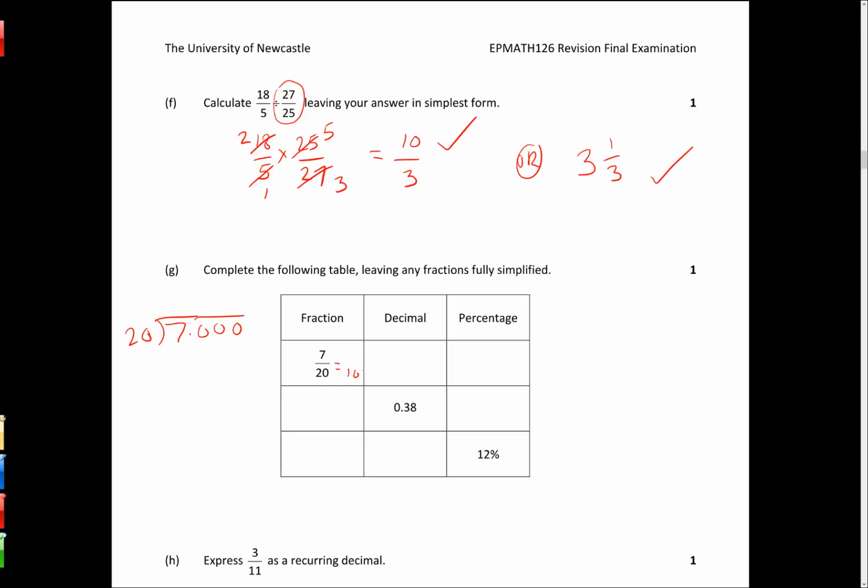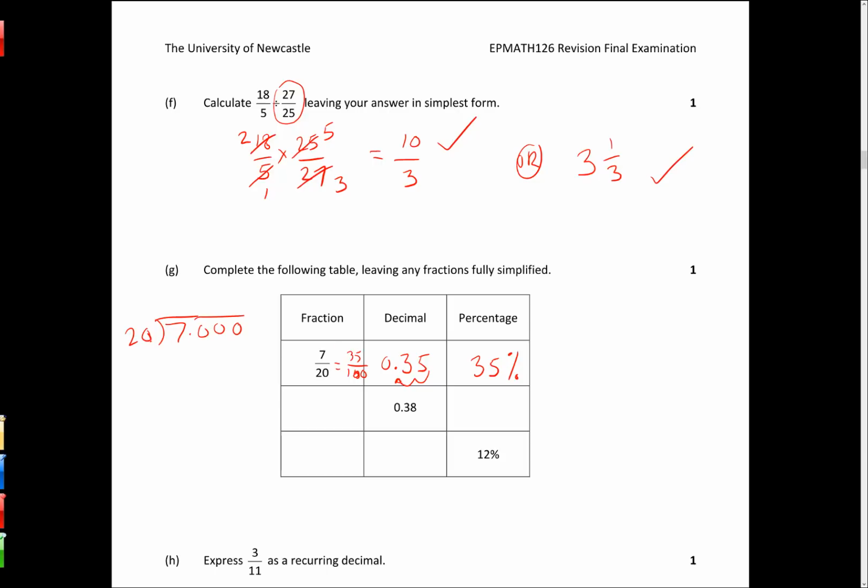I could times the bottom by 5 and the top by 5, and suddenly I can see 7 on 20 is 35 on 100. 35% is exactly 35 on 100, they're the same thing. And as a decimal, the number 35 divided by 100, divided by 100 just means 2 moves smaller. As a decimal, it's 0.35.